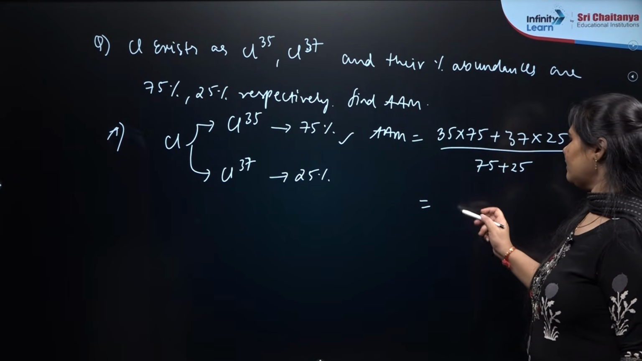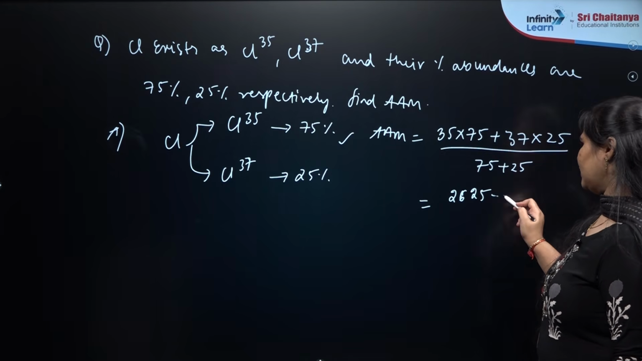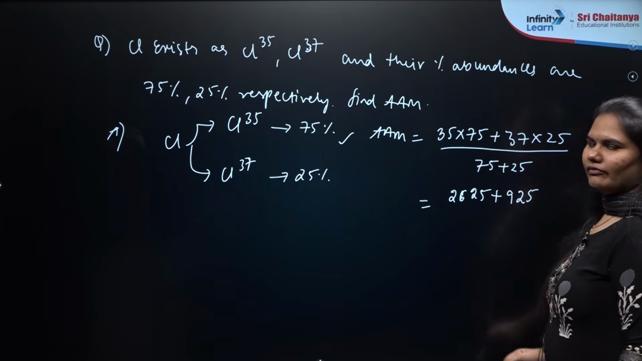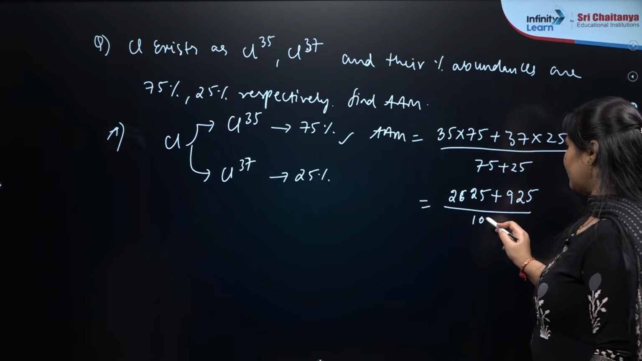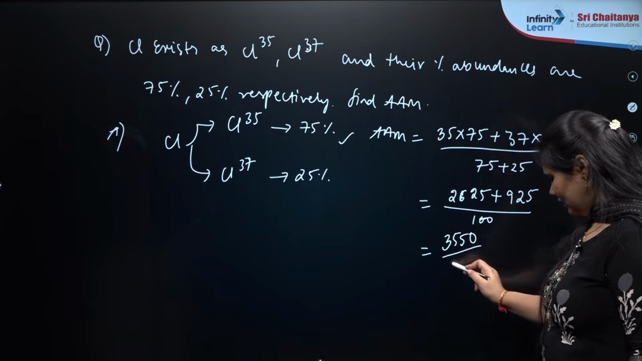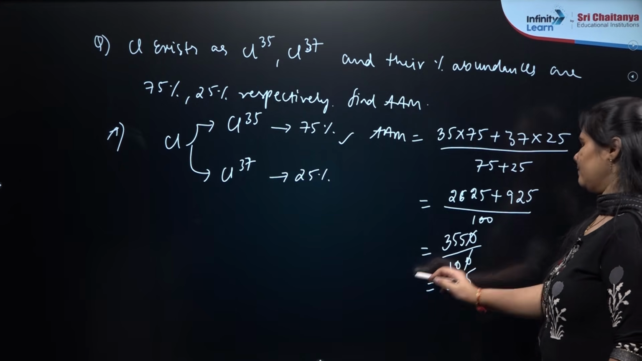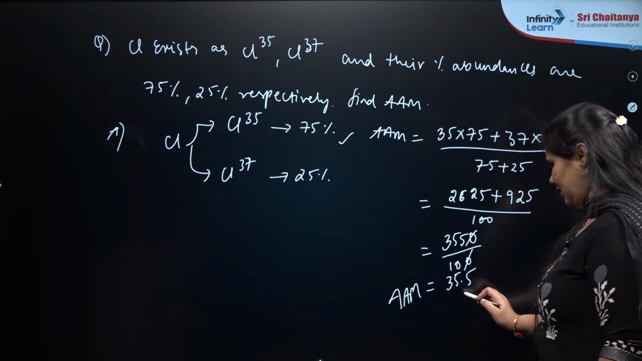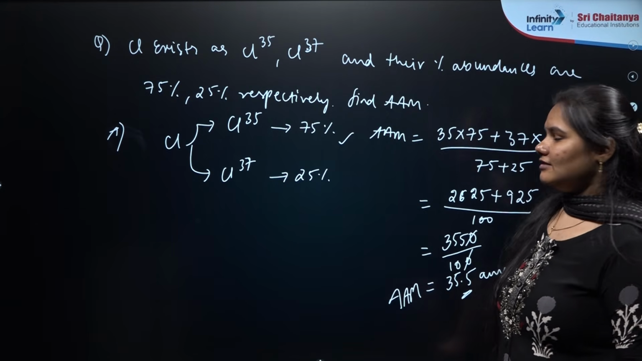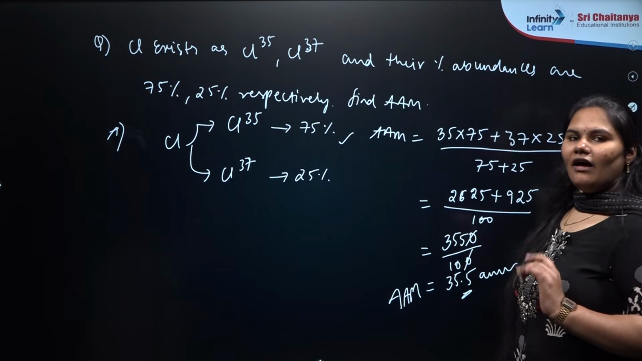35 into 75 will be 2625, and 37 into 25 will be 925, by 75 plus 25, 100. 2625 plus 925, how much, Nana? 3550 by 100. The 0 will get cancelled. 355 by 10 means 35.5. That is the reason why we get 0.5 for chlorine, right? So this is the reason why we get decimal places for a few of the elements. Okay, this is about average atomic mass.